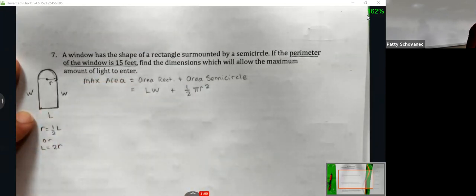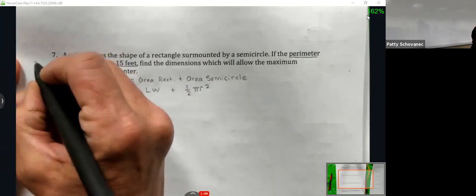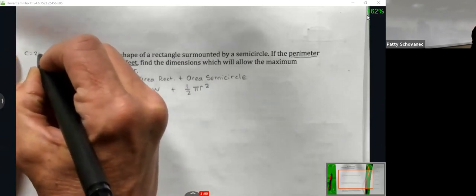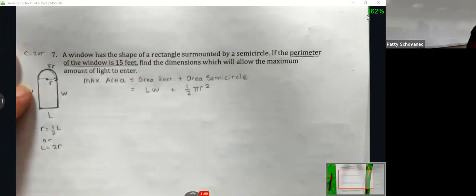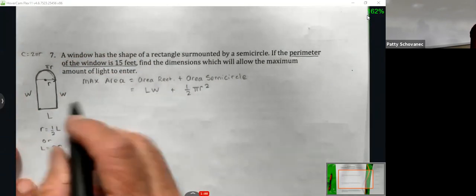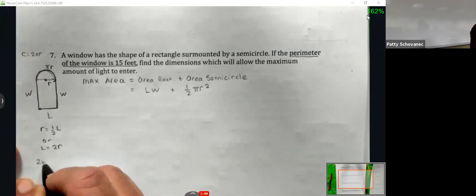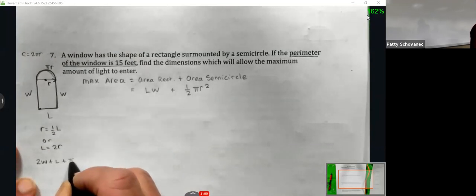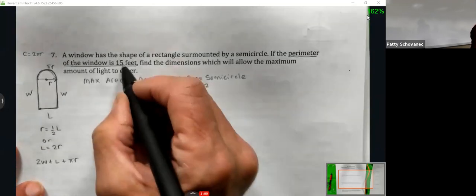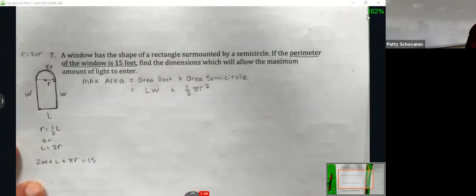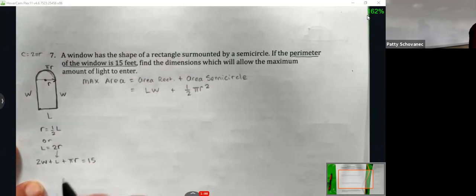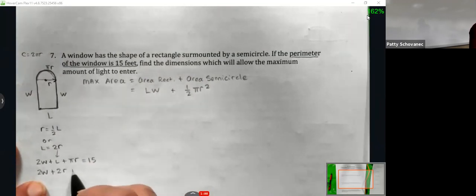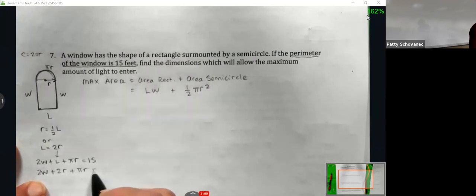Pi times r, because the circumference of a circle is 2 pi r, so half of a circle is just pi times r. So in our picture, we've got 2w plus L plus pi times r is 15. We said L itself was 2 times r, so I have 2w plus 2r plus pi r is 15.